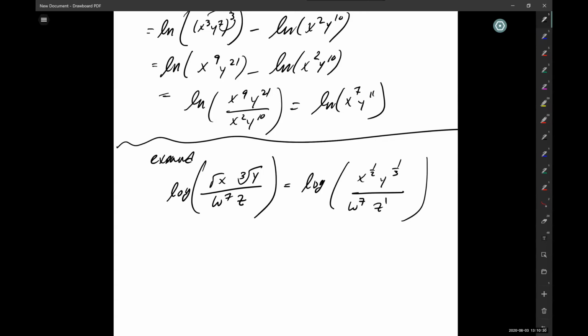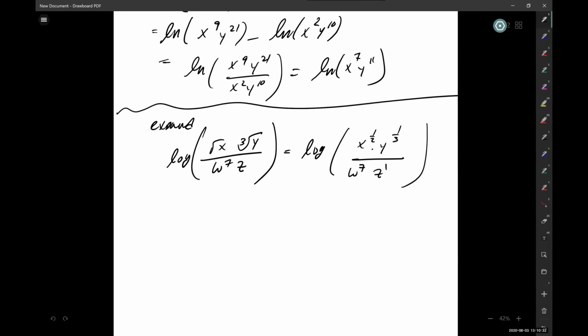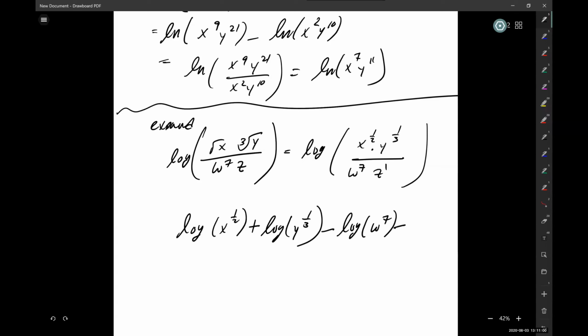So now we're going to break this up. We have the multiplication up top, and we're dividing by these two things on the bottom. The general rule of thumb is if you're multiplying, it leads to addition. So this is the log of x to the 1/2 plus the log of y to the 1/3. And since we're dividing by both the w and the z term, both of those are going to be subtracted: subtract the log of w to the 7th, subtract the log of z.